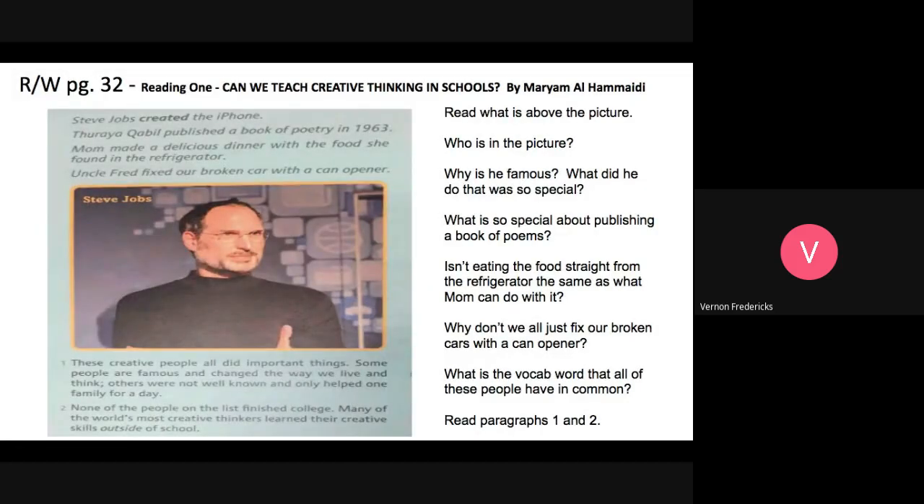Paragraph 2. None of the people on the list finished college. Many of the world's most creative thinkers learned their creative skills outside of school. Okay, so they are creative thinkers, and most of them didn't finish college. Yeah, they didn't finish college because they are creative thinkers.